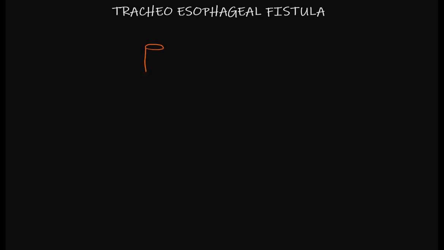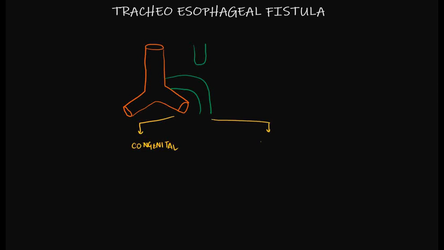Hi, in this video we will learn about the tracheoesophageal fistula. Tracheoesophageal fistula is an abnormal communication between the trachea and the esophagus, and it can be of two types, congenital and acquired. Now before we understand this, let us look at the embryology of the development of the respiratory system.